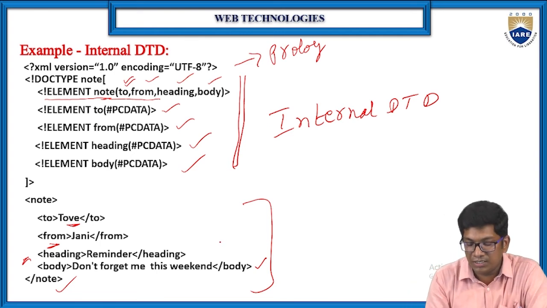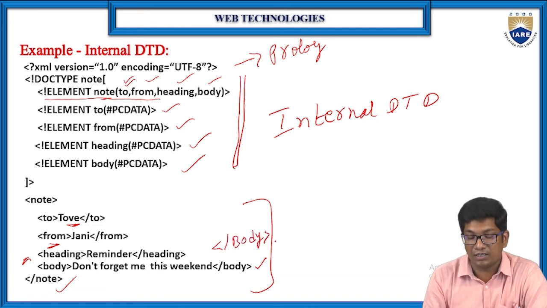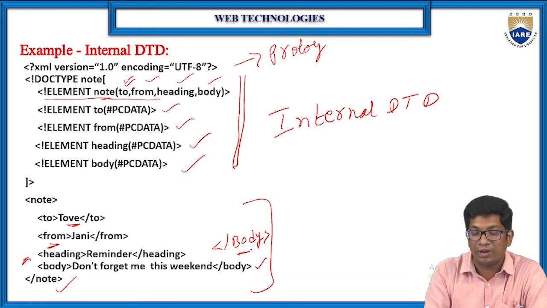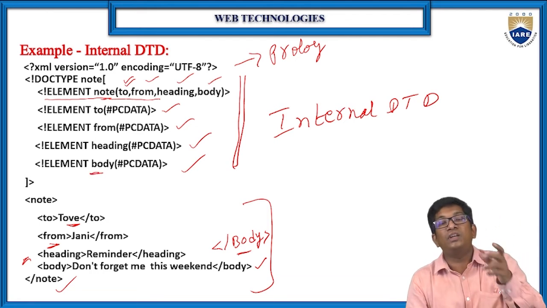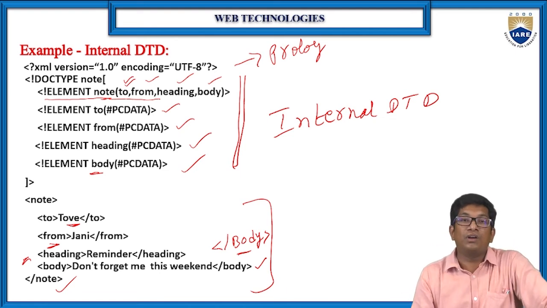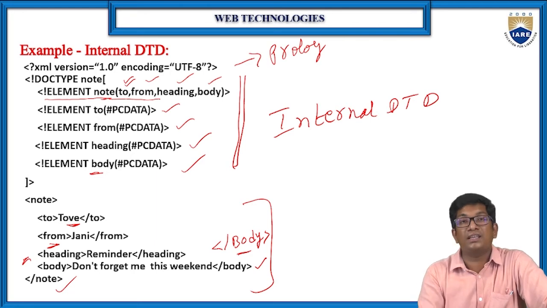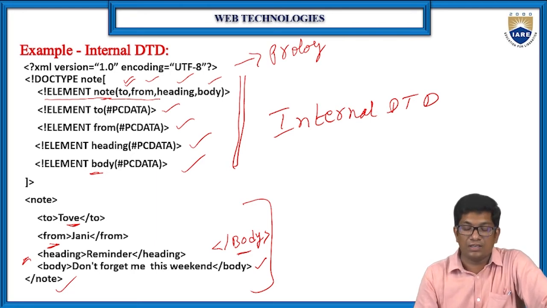Suppose you change it here to capital BODY. Immediately the XML parser will check whether we are following the internal DTD, the document type definition, or not. So here it is capital letter BODY, but in the structure you gave small body, so it's not matching. Immediately it shows an error, or it will not display the output in the browser. So it is taken care of by the XML parser.